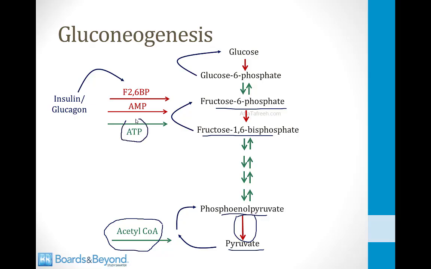It's activated by high levels of energy in the cell, represented by high levels of ATP, and it's inhibited by levels of AMP and fructose 2,6-bisphosphate, as I described before. And fructose 2,6-bisphosphate is where insulin and glucagon exert their effects on glycolysis versus gluconeogenesis. And then finally, the last step of gluconeogenesis is conversion of glucose 6-phosphate into glucose.